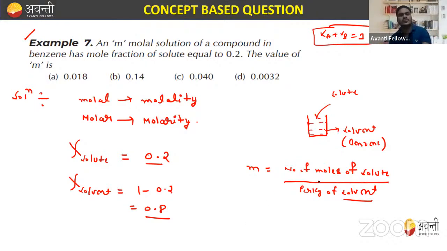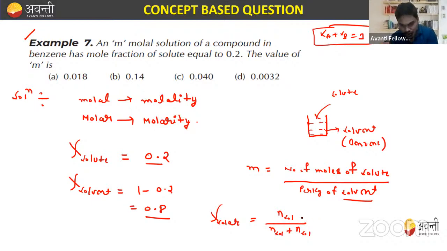So how can we calculate the number of moles of the solute? Here the mole fraction of solute is already given. So can you calculate the number of moles of the solute if the mole fraction is given? We know that mole fraction of solute is nothing but number of moles of solute divided by number of moles of solute plus number of moles of solvent. This is how you can calculate now.